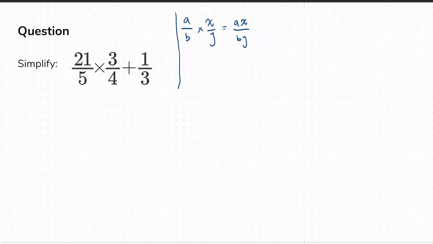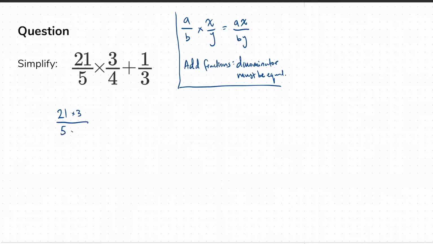When I add fractions, the denominator, so the number on the bottom, must be equal. I have to add or subtract like things. So let's do this multiplication first. We've got BEDMAS, right? So 21 times 3 over 5 times 4. 21 times 3, well, that's 20 times 3 is 60, plus 1 times 3, which is 63. 5 times 4, that's 20.